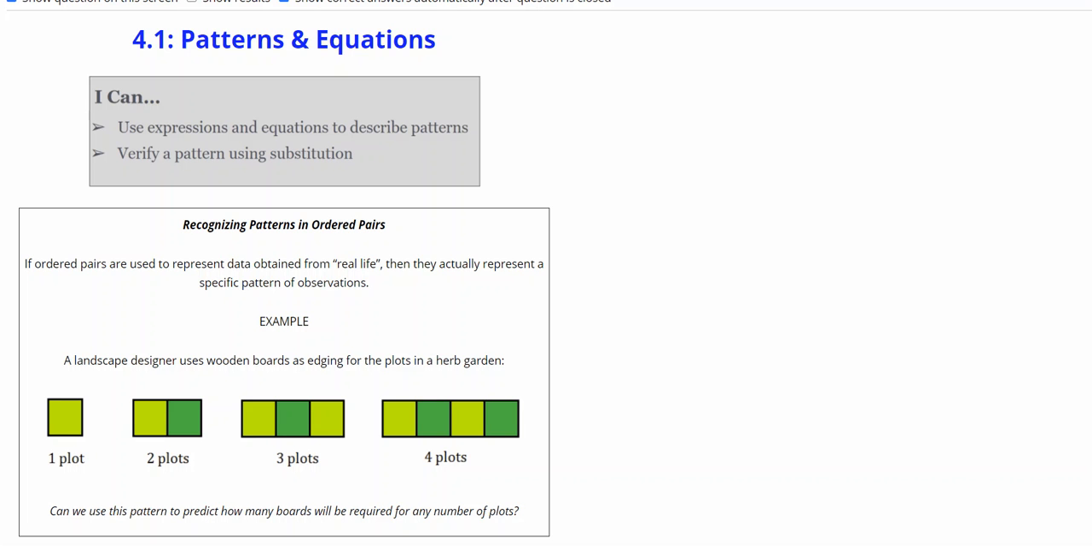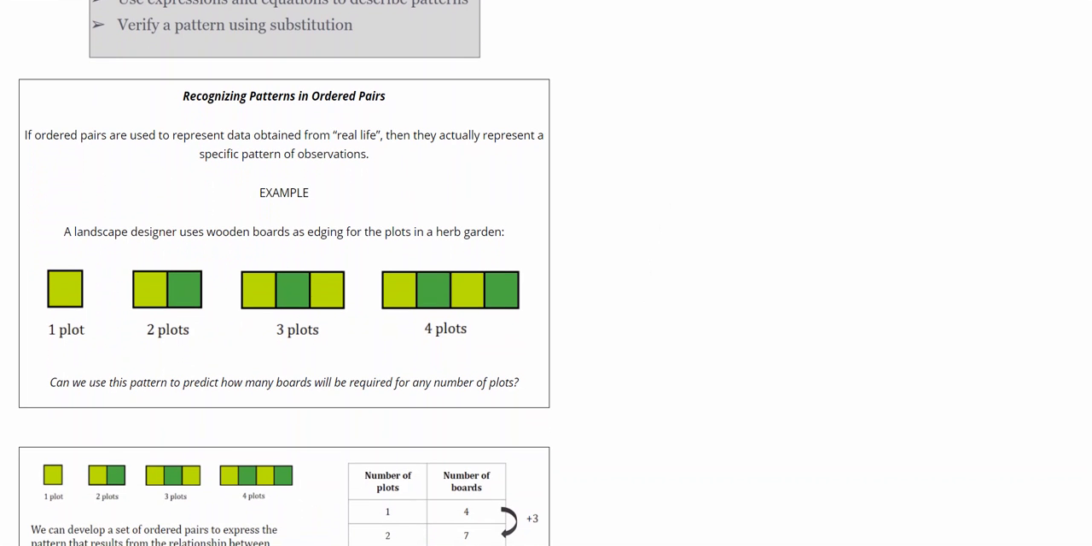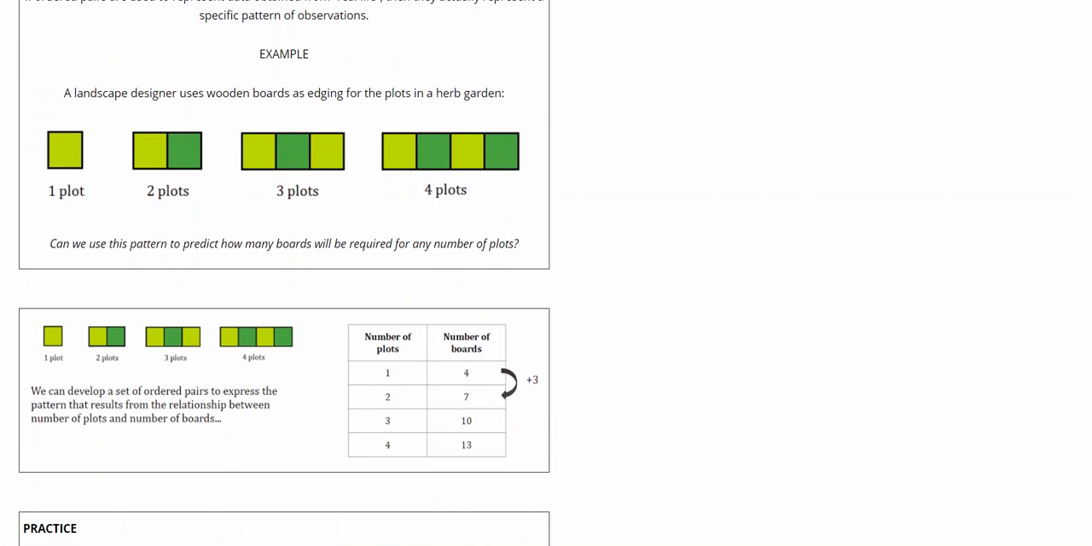Okay, so let's look at a pattern here. If I'm looking at this example, it says if ordered pairs are used to represent data obtained from real life, then they actually represent a specific pattern of observations. So if we look at this example, say a landscape designer uses wooden boards as edging for the plots of a herb garden. Okay, so this is our example. Now it says, can we use this pattern to predict how many boards will be required for any number of plots?